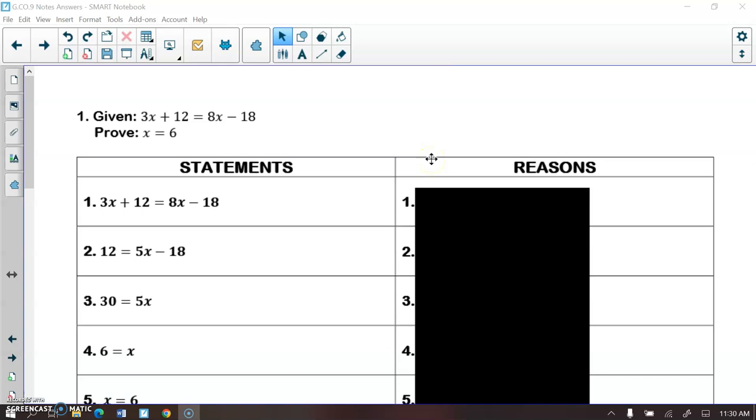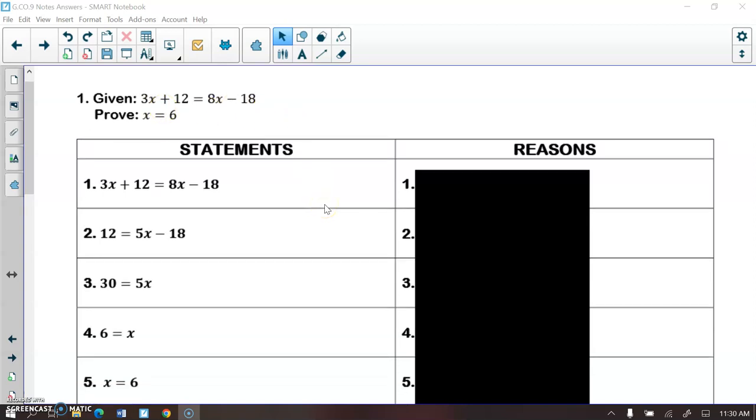Right, let's write our first proof. So this is an algebraic proof. We're just given a simple algebraic equation, and basically what we're going to do is solve this equation by breaking it up into simple steps and writing down our reasons for each step.